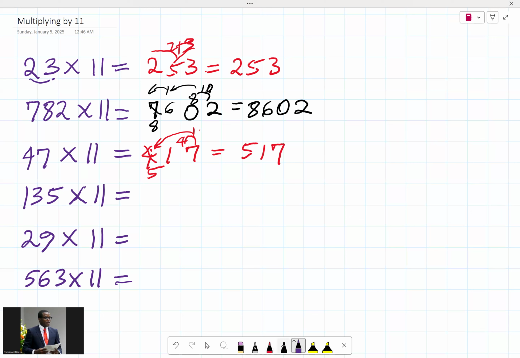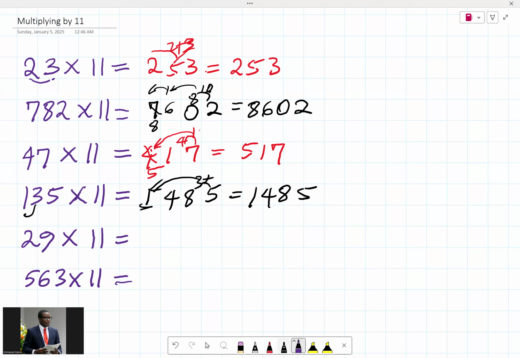Next, we have 135 times 11. So again, you have 1, you have 5. 135 times 11. So 5 plus 3 is 8. So the 8 comes down here. Maybe I shouldn't even write it up there because we get the straight 8 when you add 3 and 5. So next, you have 3 plus 1. So this 3 plus 1 now just gives you 4. So then you have the 1 here. So everything just goes as 1485. So 135 times 11 is 1485.